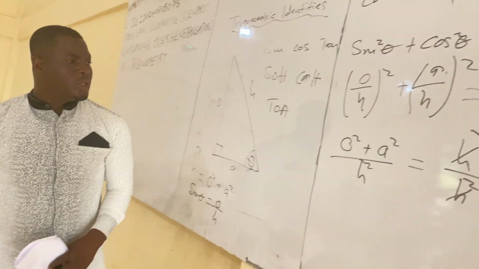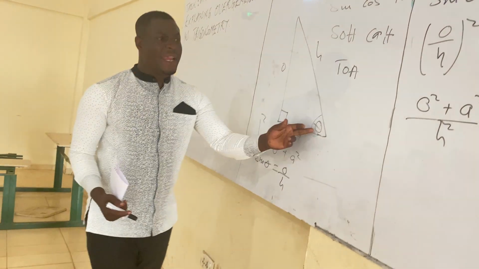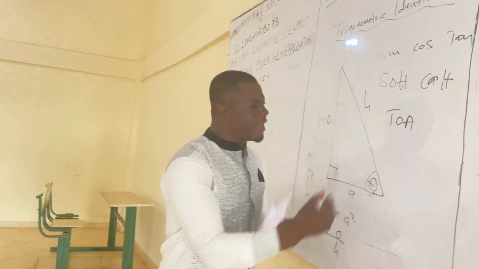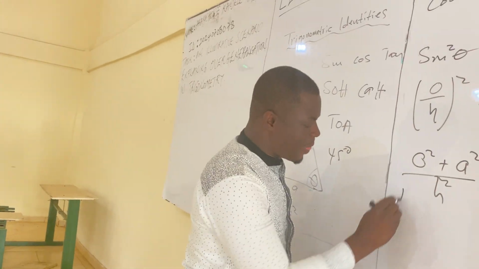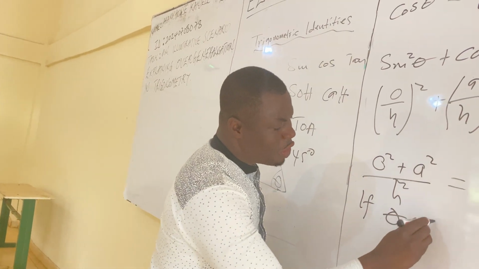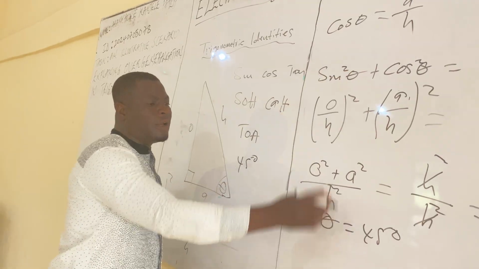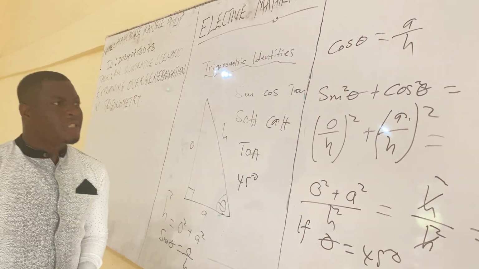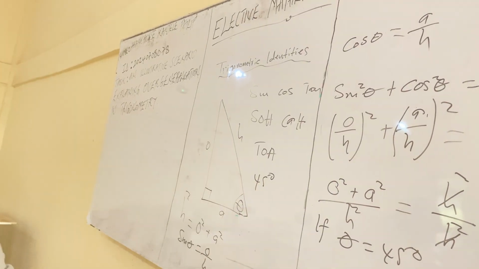So let's assume that this particular angle here is 45 degrees. So if theta is equal to 45 degrees, then we can substitute 45 in place of theta, to see whether we actually get 1 or not.